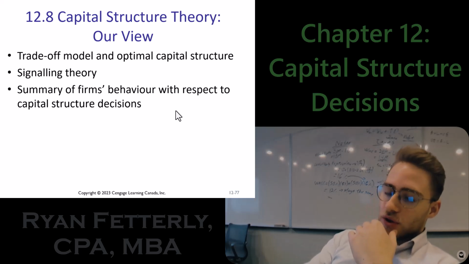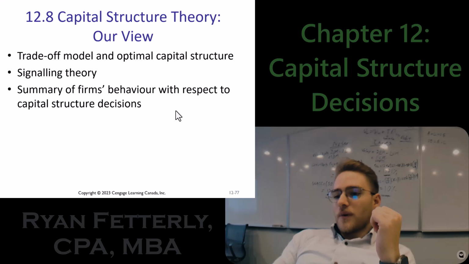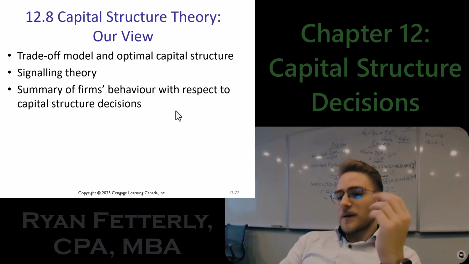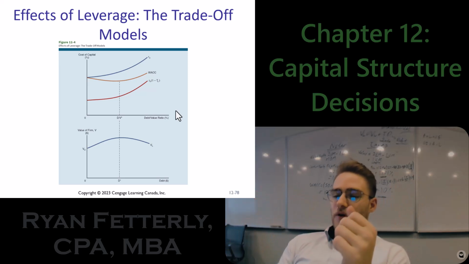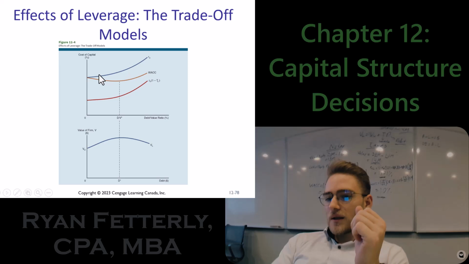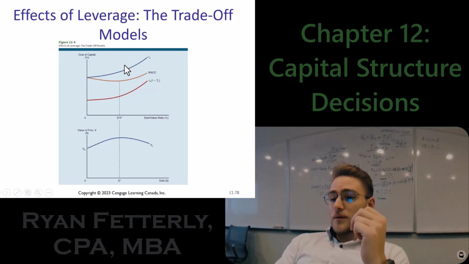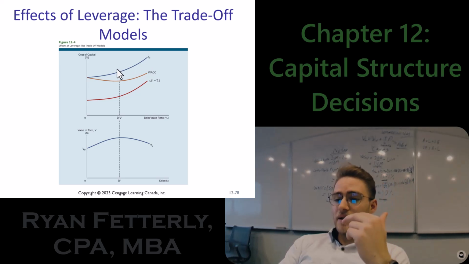And then capital structure theory, our view, textbook view, trade-off model and optimal capital structure, signaling theory, and summary of firms' behavior with respect to capital structure decisions. It all boils down to this, and this is the graph I've been referring to, okay? As you issue debt, and as the debt value increases and as we issue more debt, your required return on your shares is going to increase because it increases the risk to your shareholders and it decreases net income, okay?